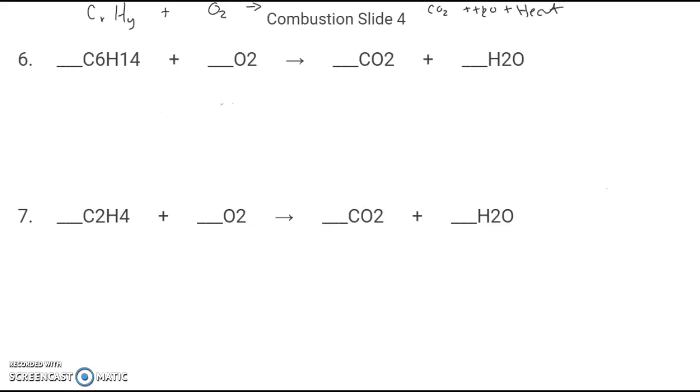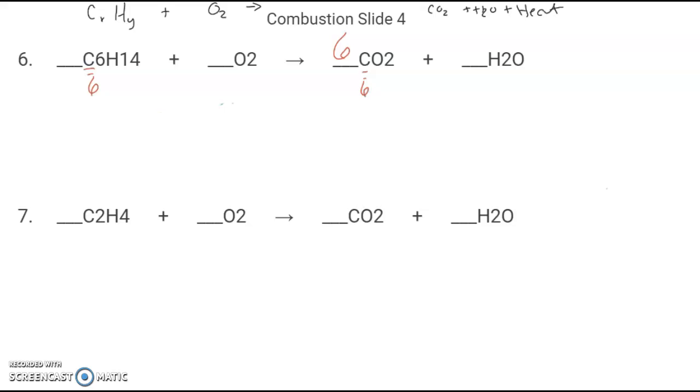So the first one we're going to balance, we have C6H14, and we're going to break that down in our combustion reaction. To balance these out, we're first going to look at our carbon and hydrogens, and then we'll balance our oxygen last. For our carbon on our reactant side, we have 6. On our product side, we currently have 1. So to make that balanced, we're going to add a 6 coefficient. That's going to make 6 carbon.